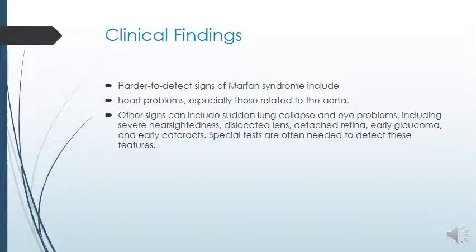The harder to detect signs of Marfan syndrome include heart problems, especially those related to the aorta, the large blood vessel that carries the blood away from the heart to the rest of the body. Other signs can include sudden lung collapse and eye problems, including severe nearsightedness, dislocated lens, detached retina, early glaucoma, and early cataracts. Special tests are often needed to detect these features.